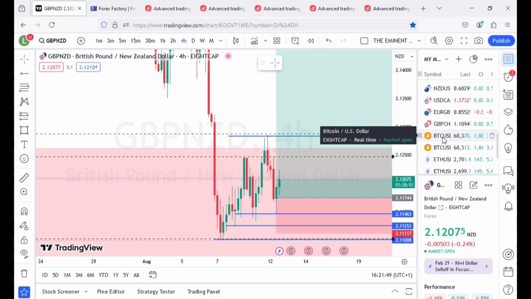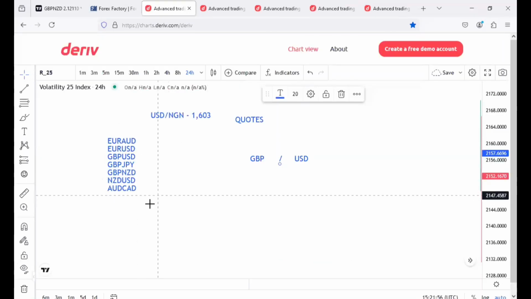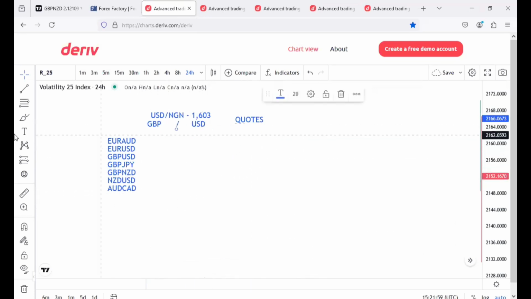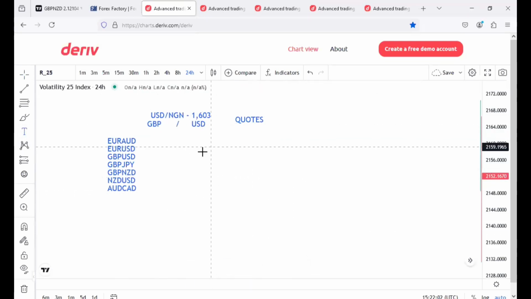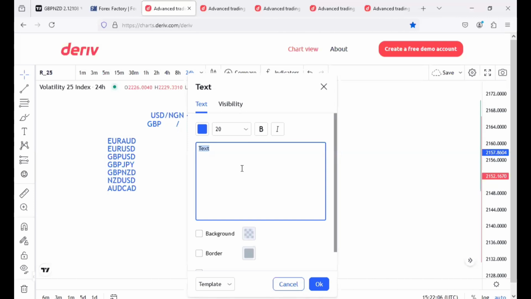So when you look at most pairs, the first two letters usually denote the country. Let me get into that also. Whenever you see most pairs, the first two letters usually denote the country.